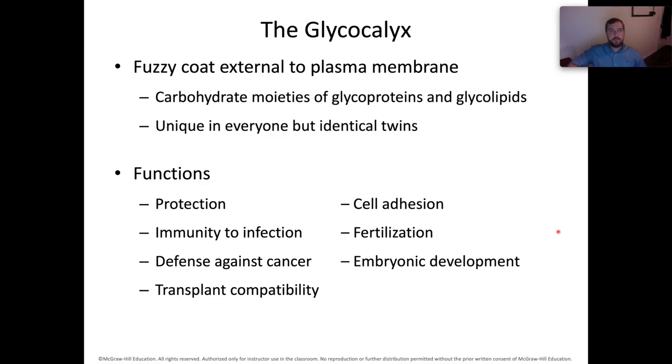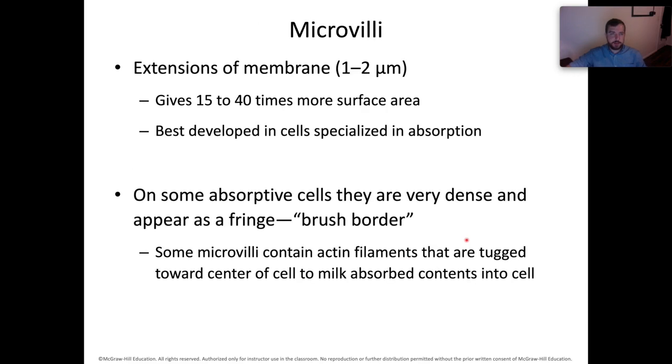Let's look at the glycocalyx. So the glycocalyx is that fuzzy, sugary coat that is external and guarding the plasma membrane. Different carbohydrates here, of glycoproteins and glycolipids. And interestingly enough, each individual has a unique glycocalyx except for identical twins. So this tells us that the structure of the glycocalyx is actually governed by our genetics and by our DNA. Multiple different functions here, obviously protection and immunity, defends against cancer. Transplant compatibility has to do with glycocalyx matching, cell adhesion and stickiness, fertilization, as well as embryonic development.